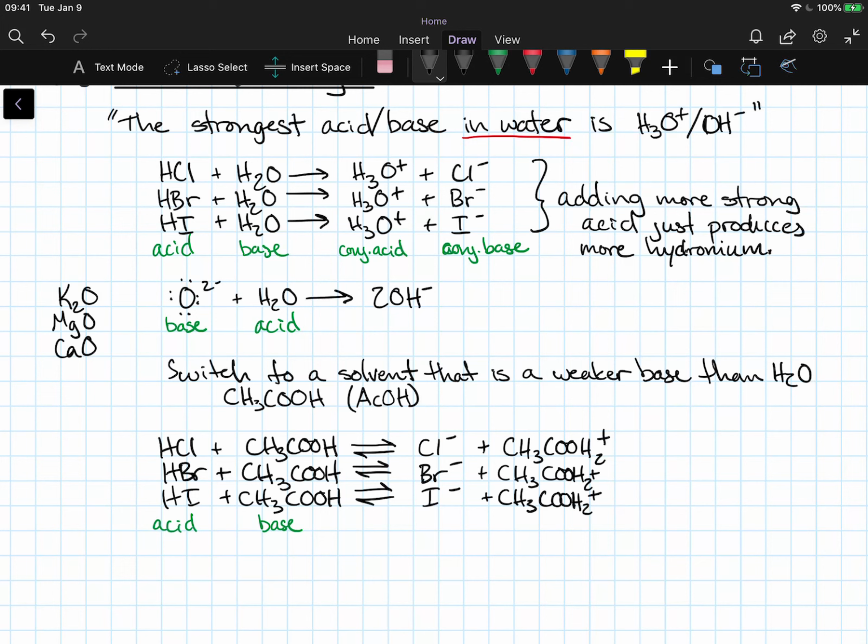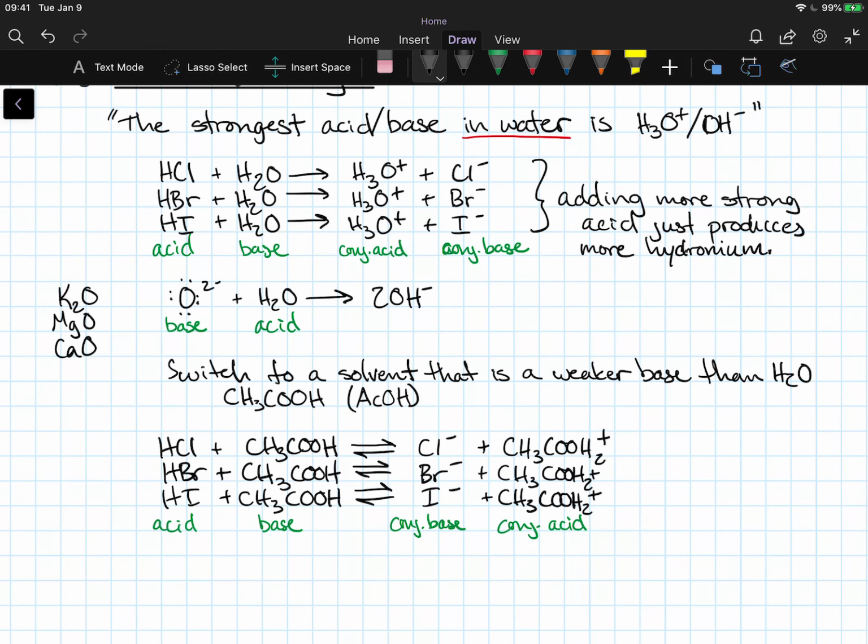Now again, we look and compare to see which of these three is going to be the stronger acid. We would have to look and compare their conjugate base and acid. So let's just label these. This is the conjugate base, and this is the conjugate acid, because this could redonate a proton back in the reverse direction. Now in this case, the conjugate acid is all the same. It's all of this protonated acetic acid.